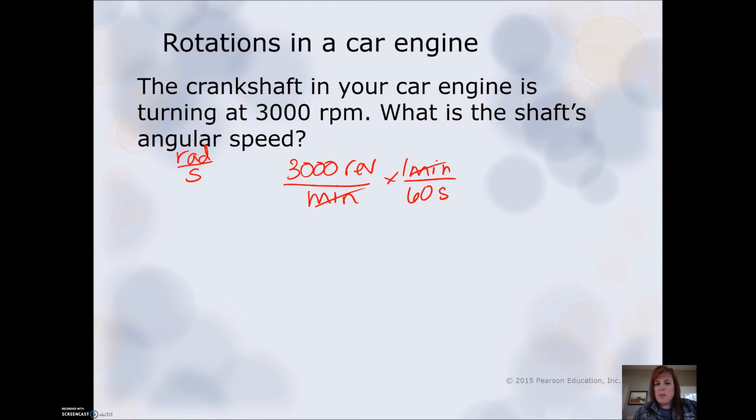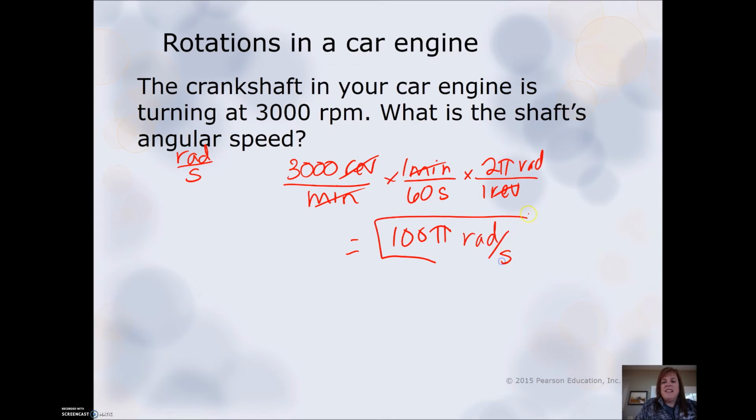But I don't want to be in revolutions per second. I want to be in radians per second. So remember that 1 revolution is equal to 2 pi radians. So that gets me out of that. So 3,000 times 2 pi divided by 60 is going to give me 100 pi radians per second. Angular velocity. So make sure you can convert between revolutions per minute and radians per second, because you usually get stuff in revolutions per minute or revolutions per second.